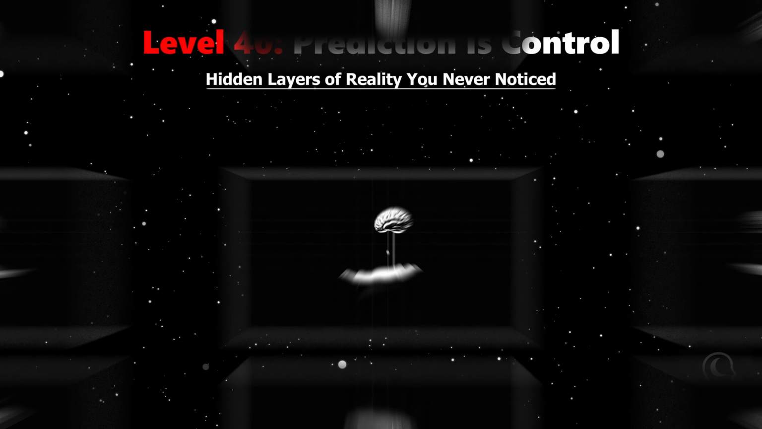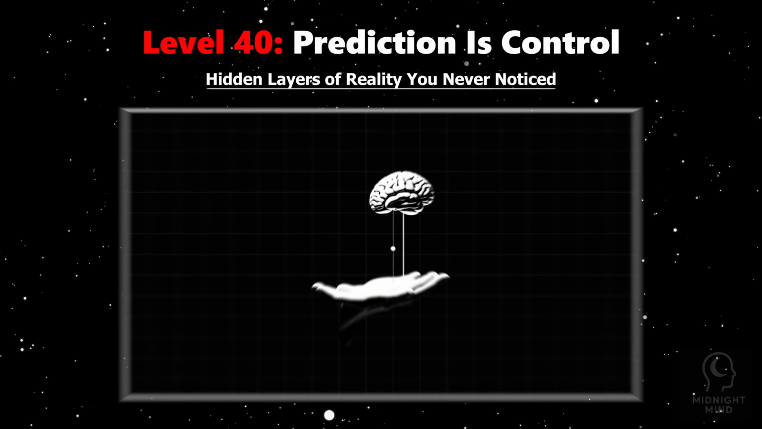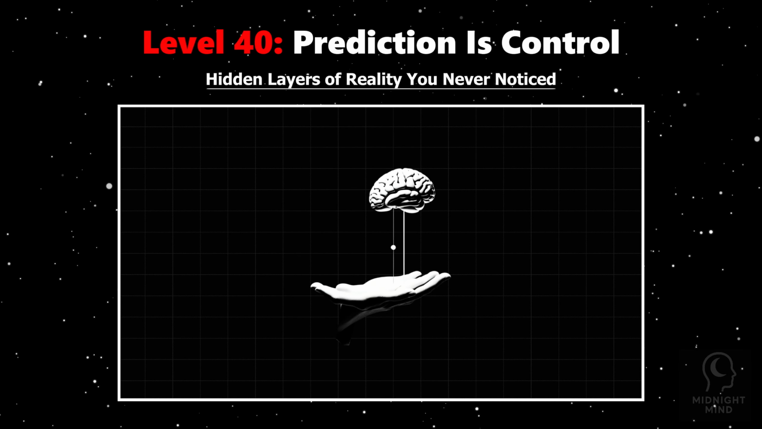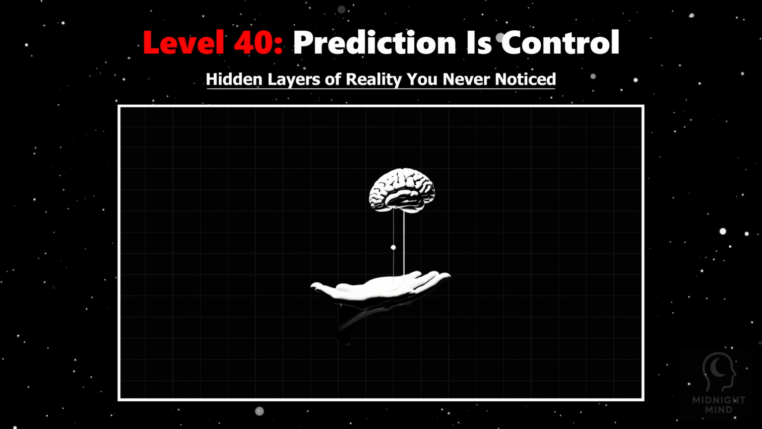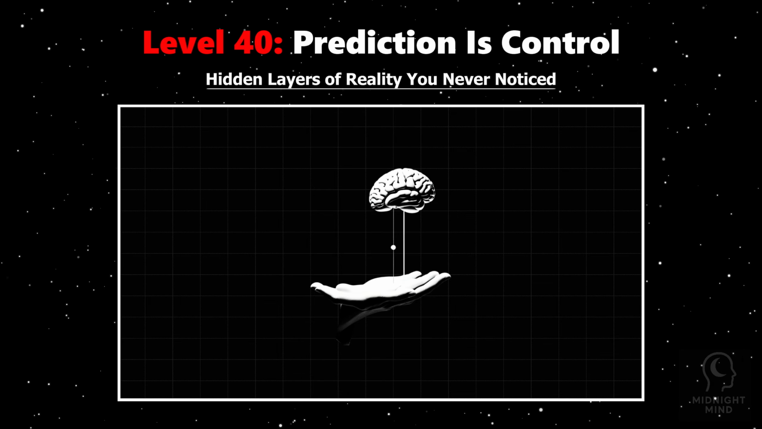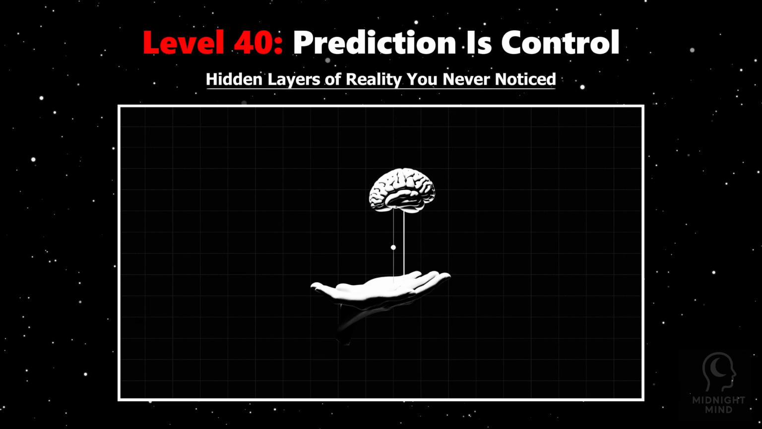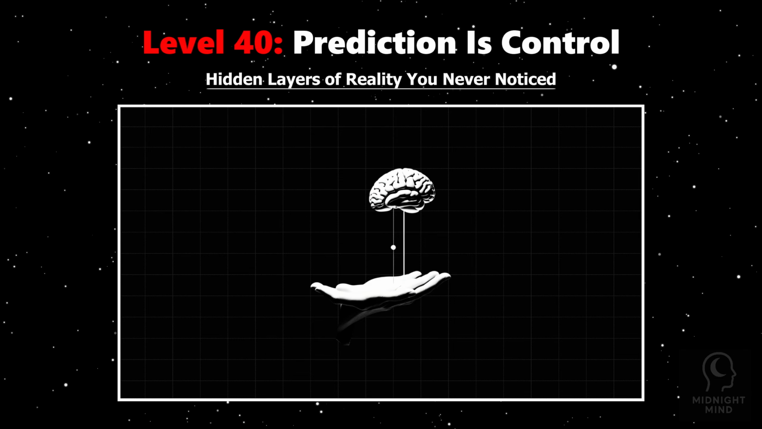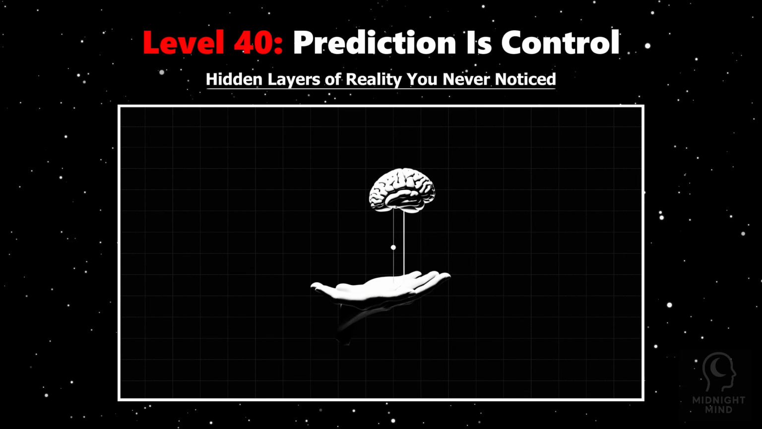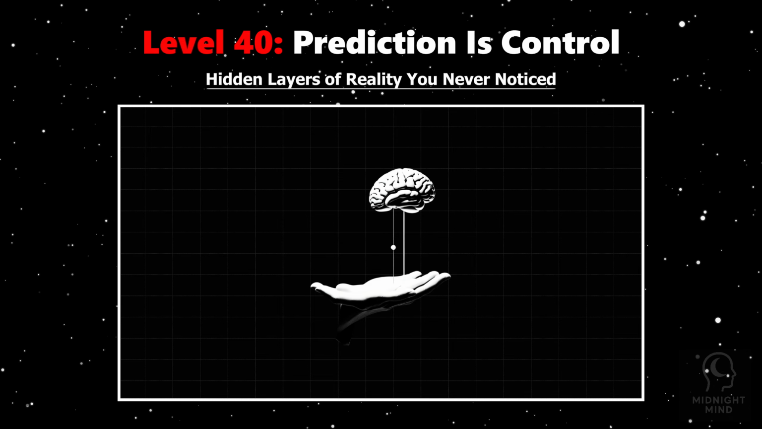Imagine your brain as a master predictor, constantly guessing what will happen next, even before the world reveals it. This isn't guesswork, it's a vital survival strategy. Neuroscience shows that your brain builds models of reality, using past experiences to forecast incoming sensory input.